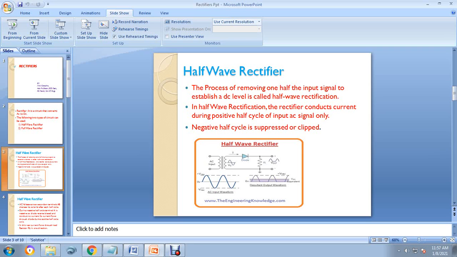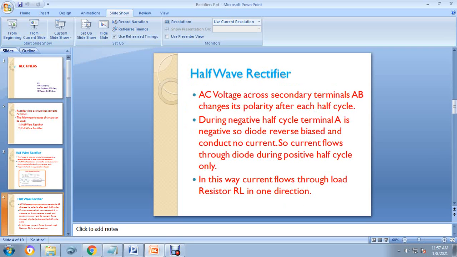Now the AC voltage across the secondary terminals A and B changes its polarity. This I've already explained. During the negative half cycle, the terminal A becomes negative, so the diode becomes reverse biased. So the current flows through the diode only during the positive half cycle. In this way, the current flows through the load resistor RL only in one direction.